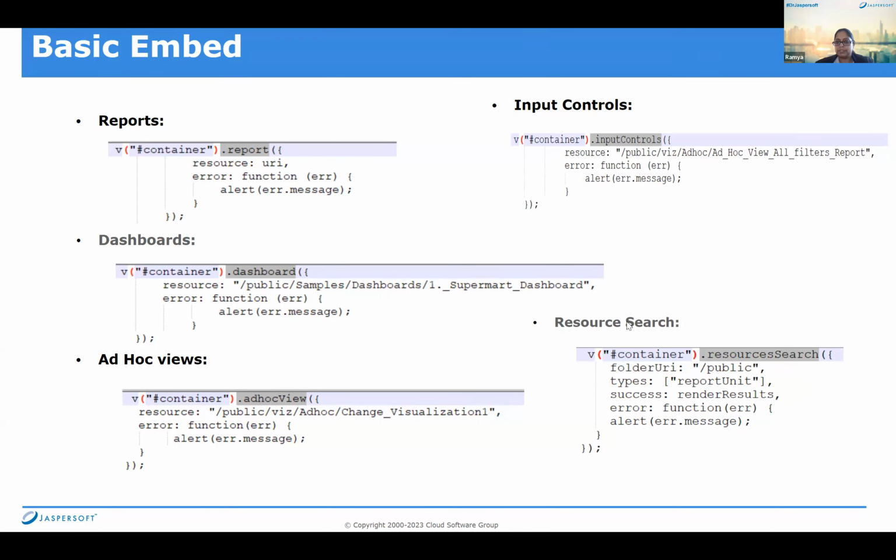Similarly, we have resource search. Apart from the other functions, the resource search is different. It allows us to completely access the Jasper Server repository, where we can search for particular types of reports, and we can navigate the whole repository using this function, which has properties like the folder array and the types of resource you need. If you want to search only input controls, or only file resources or images, we can do that search here.